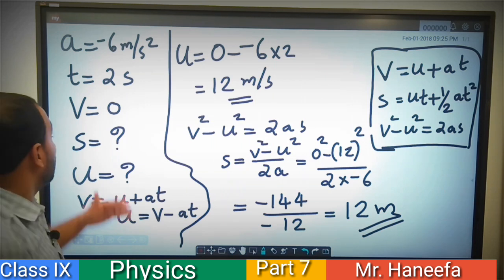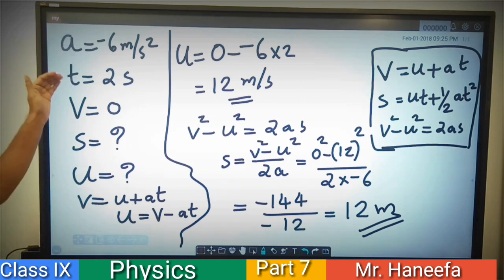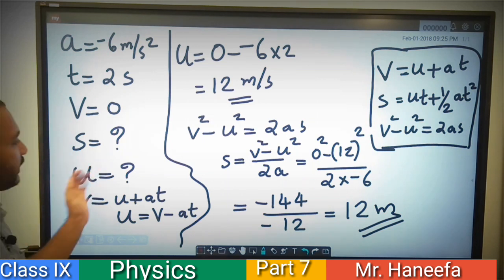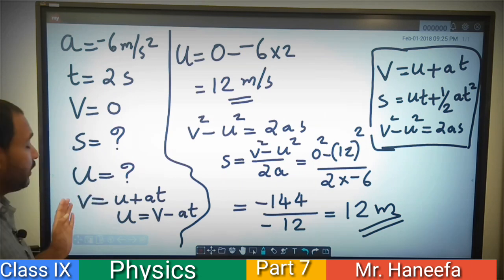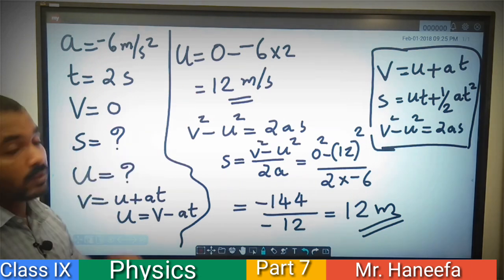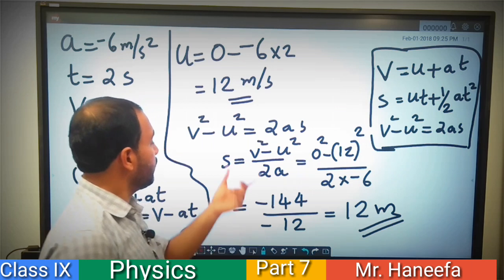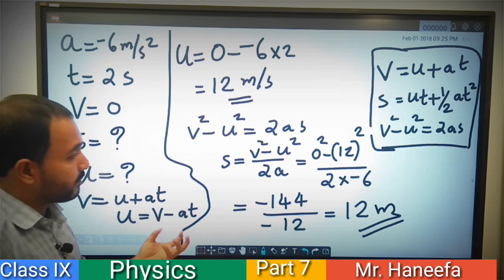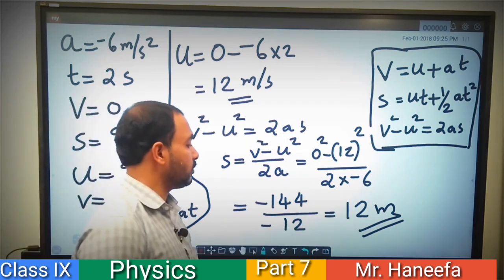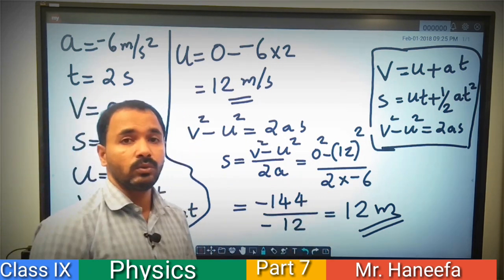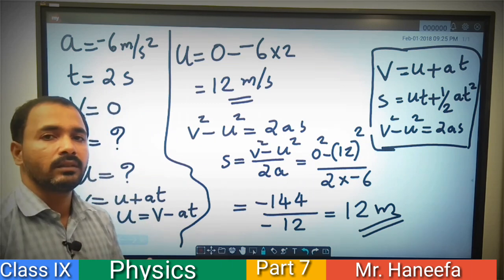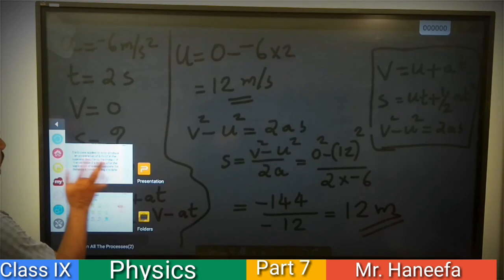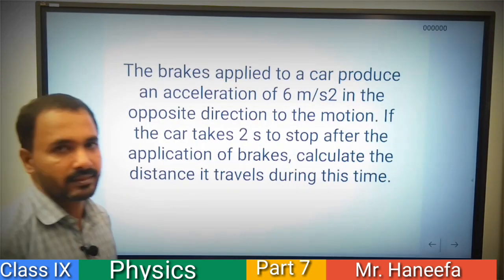Okay, so these are the given terms: a equal to minus 6, t is 2, v is 0, s is the question mark. To find s, we have to find u first. From the first equation, we get u equal to 12 meter per second. Then in the last equation, we find s. Substituting the values, we get s equal to 12 meter. Okay, so these are the 3 questions.